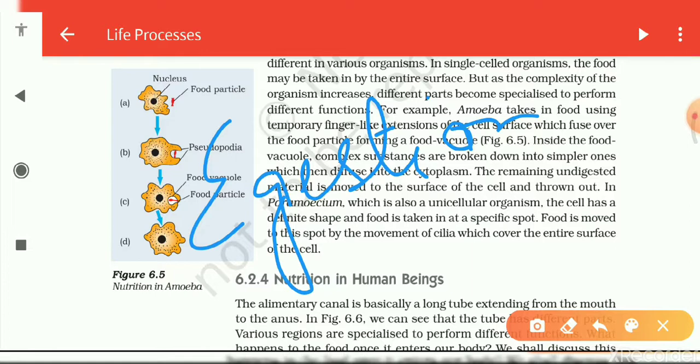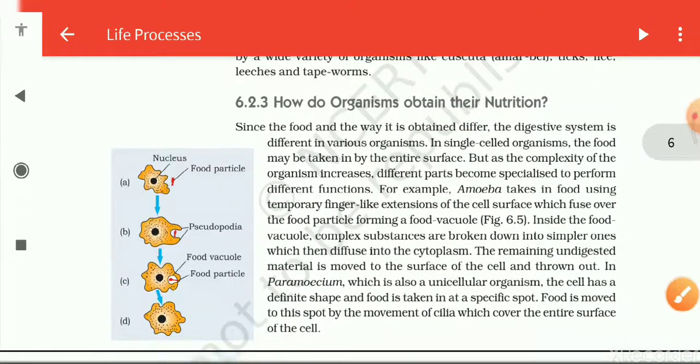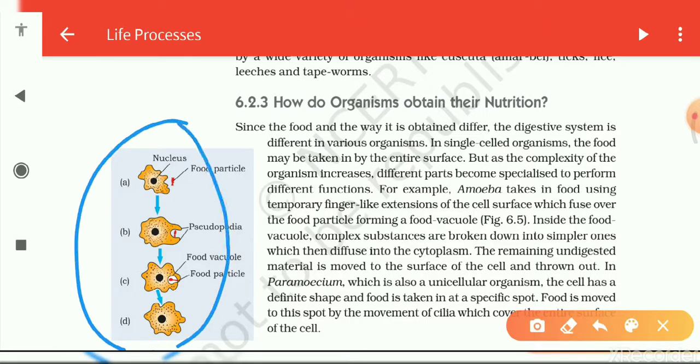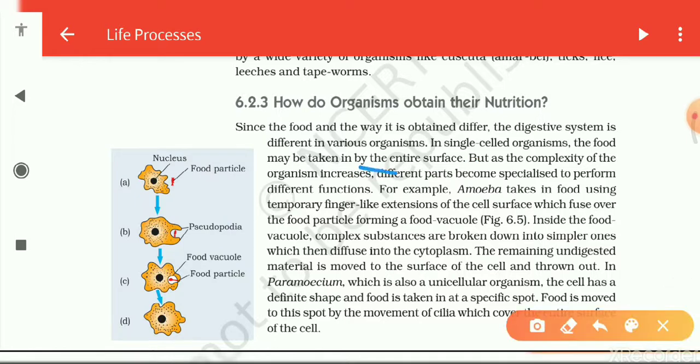Now let us study nutrition in amoeba. It's very easy, students, you can understand it better now. They are taking the example of the single celled or unicellular amoeba. Unicellular means made up of a single cell. Now see, since the food and the way it is obtained differ, the digestive system is different in various organisms. In single-celled organisms, the food may be taken in by the entire surface. Now I will give you an example of the meaning of the entire surface.